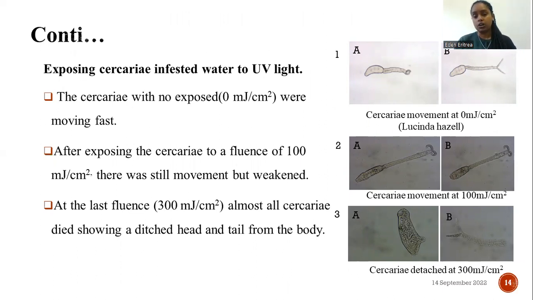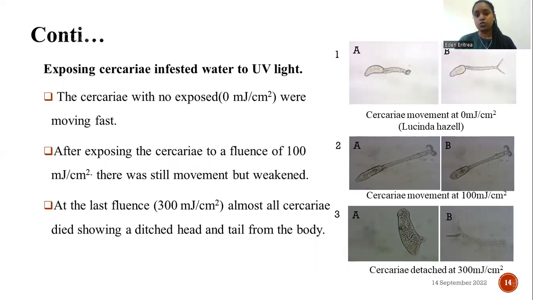So the first picture shows the Cercaria movement at 0 millijoules per centimeter square. As you can see, the tail part is contracting and relaxing, which shows a movement within the sample. So that means the Cercaria is alive and has the tendency to infect.